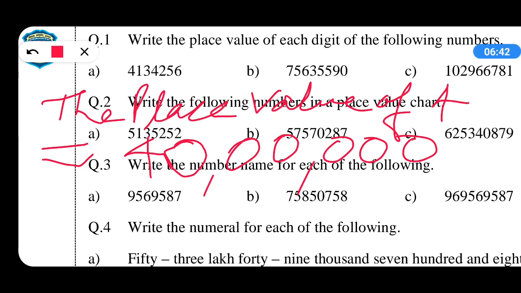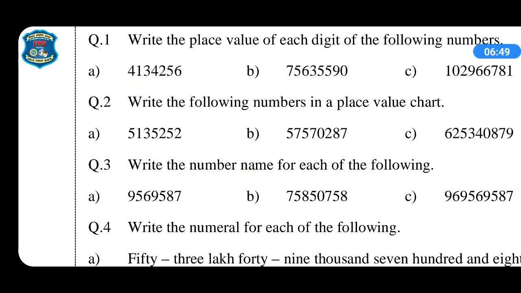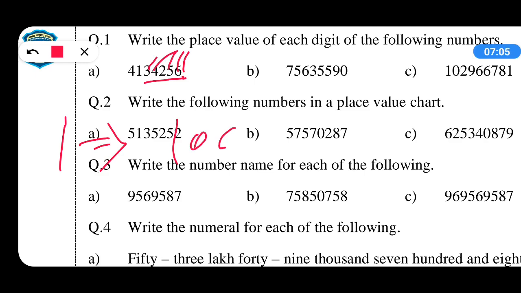Now the place value of the next digit, 1. Again you have to write the place value of 1. How will you write? The place value of 1 is 1. Then count the number of digits: 1, 2, 3, 4 and 5. So you have to put 5 zeros. 1, 2, 3, 4, 5. So 1 lakh. This is the place value of 1.